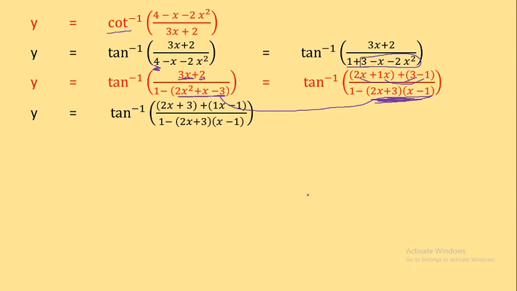See here, now this is what I have written properly. Tan inverse, in bracket 2x plus 3, because this is 2x plus 3, that should come together, plus x minus 1. This is the second term. This is the formula for tan inverse A plus tan inverse B that I have written.